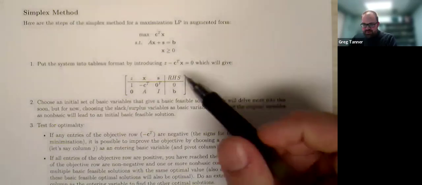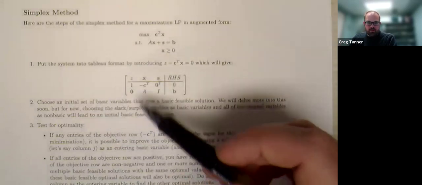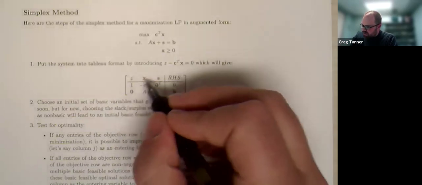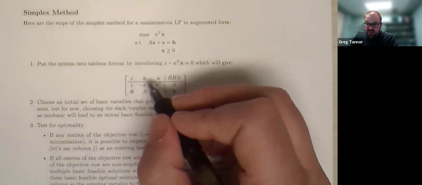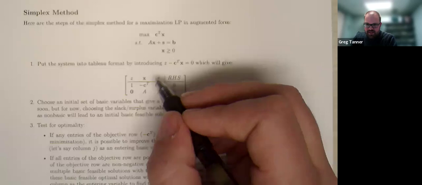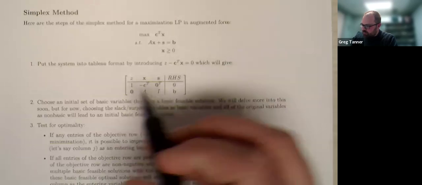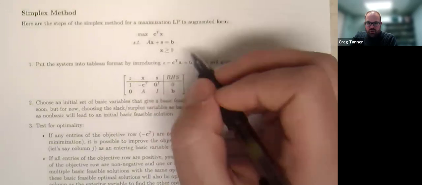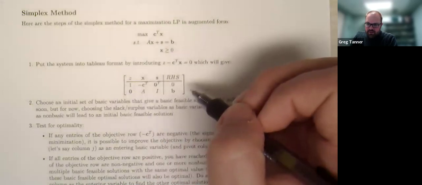So the first step is setup: put your system into the Tableau format, which means we're going to arrange columns for Z, each of our original variables, which I'm writing as an X vector here to represent all of those X variables, all your slack variables, and your right-hand side. So columns for each of them. If this is our setup for our maximization LP in augmented form, then this is what that Tableau is going to look like.